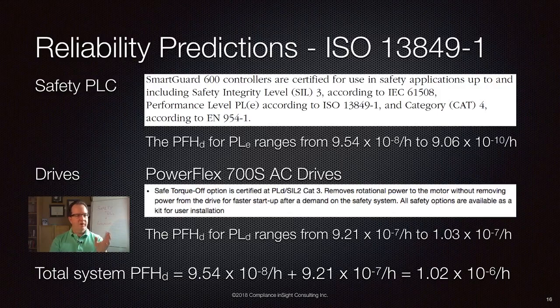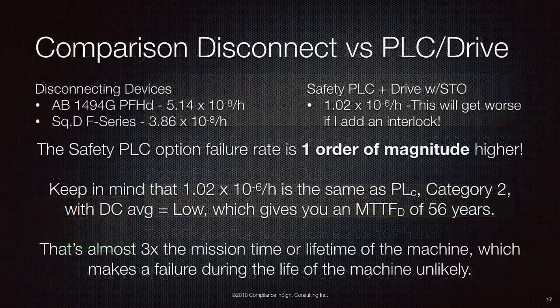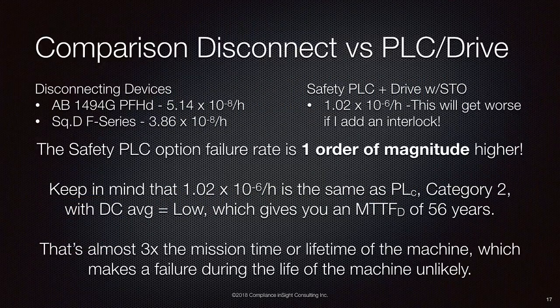Wow, okay, so why do we care about this? These are tiny numbers, tiny numbers. So we need to do a little bit of a comparison here. If we look at the disconnects, I've got the disconnects listed up there on the left-hand side of the slide, and you can see the numbers that I calculated there, 5.14 and 3.86, okay? And then on the safety PLC slide, 1.02 times 10 to the minus 6, okay?